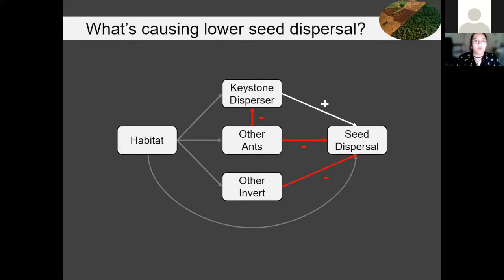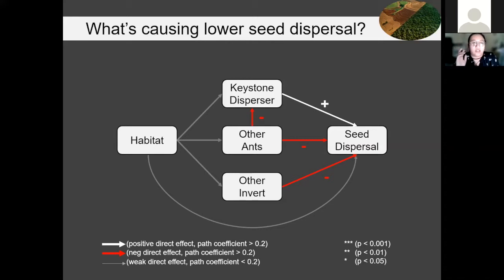And then finally, we can assume that habitat factors will be impacting not only these interactor groups, our organisms, but also maybe seed dispersal itself. So before I move on to the results of this analysis, I quickly wanted to orient you. So far you've seen that positive relationships will be denoted with white arrows, negative will be in red arrows, and anything weak or insignificant will be a gray, very thin arrow. Next to each arrow will be a path coefficient, which is the strength of the interaction. And next to that number, if it's statistically significant, there'll be an asterisk denoting so.